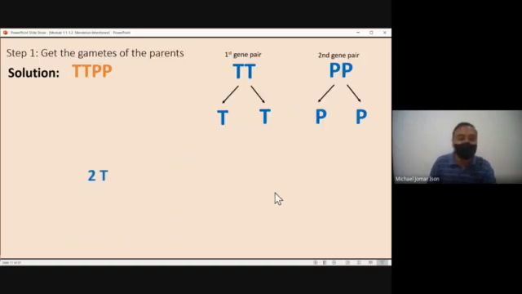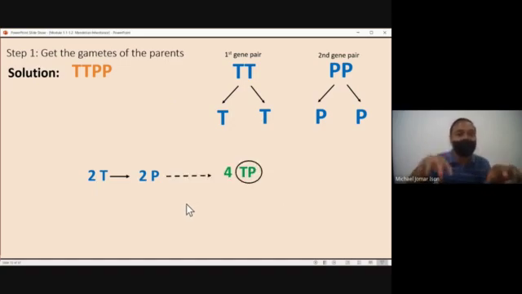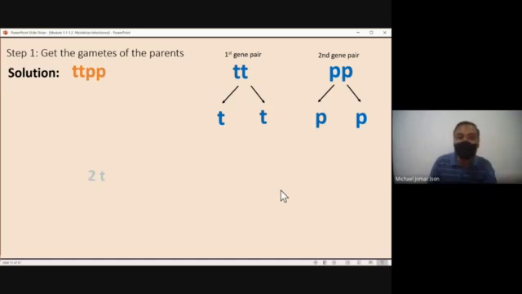Now we can make it a little bit shorter since we already know that there are only two T's. So you just write 2T here, and then you have two P's, you write 2P over here, and then you can get the progeny, which is the 4TP, as I mentioned a while ago. So this is a shorter version of what we've done a while ago. On the other parent, you will also do the same thing to make it shorter. Since there are two of these small t's, you write 2t, and 2p, you combine them together, and then you will produce 4 small t, small p as gametes.